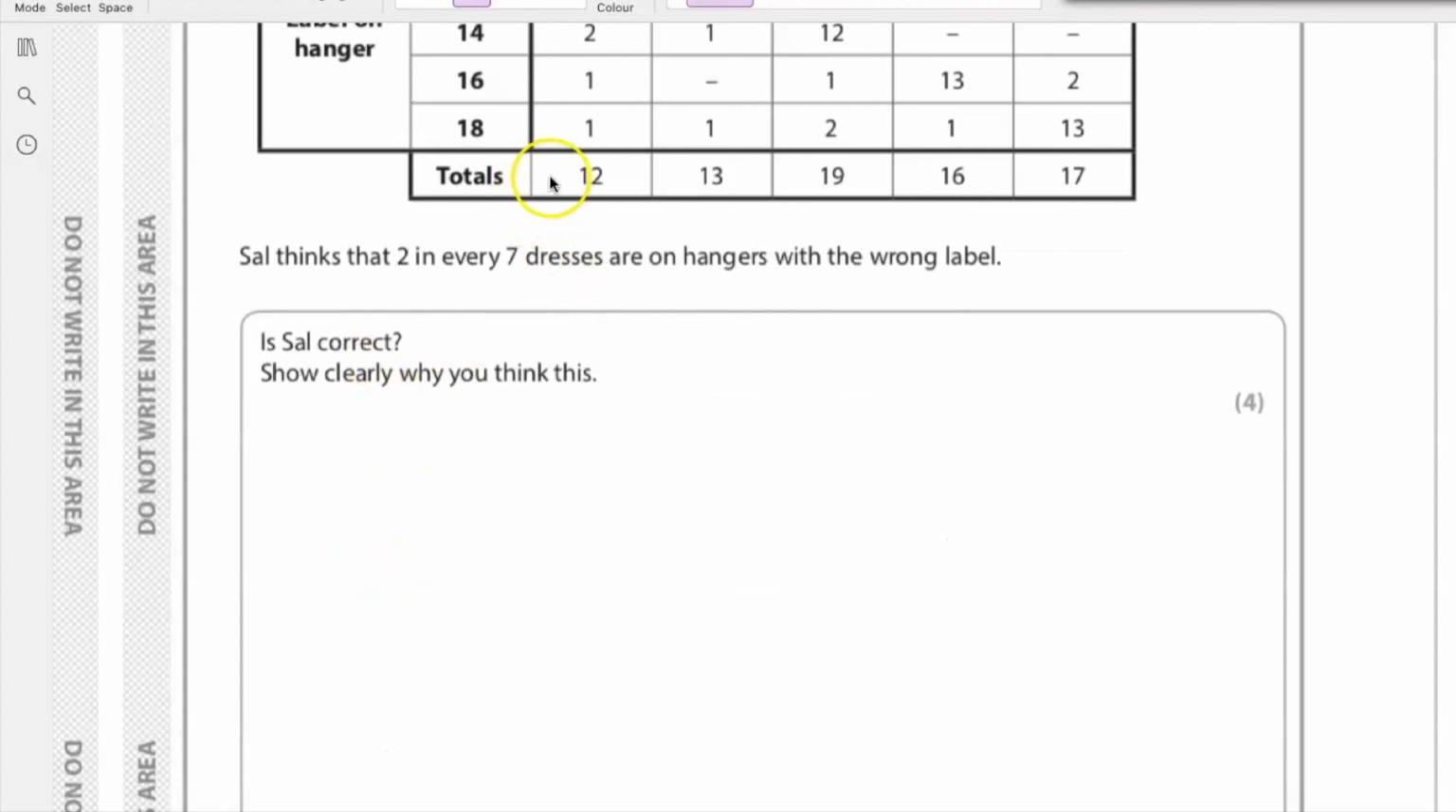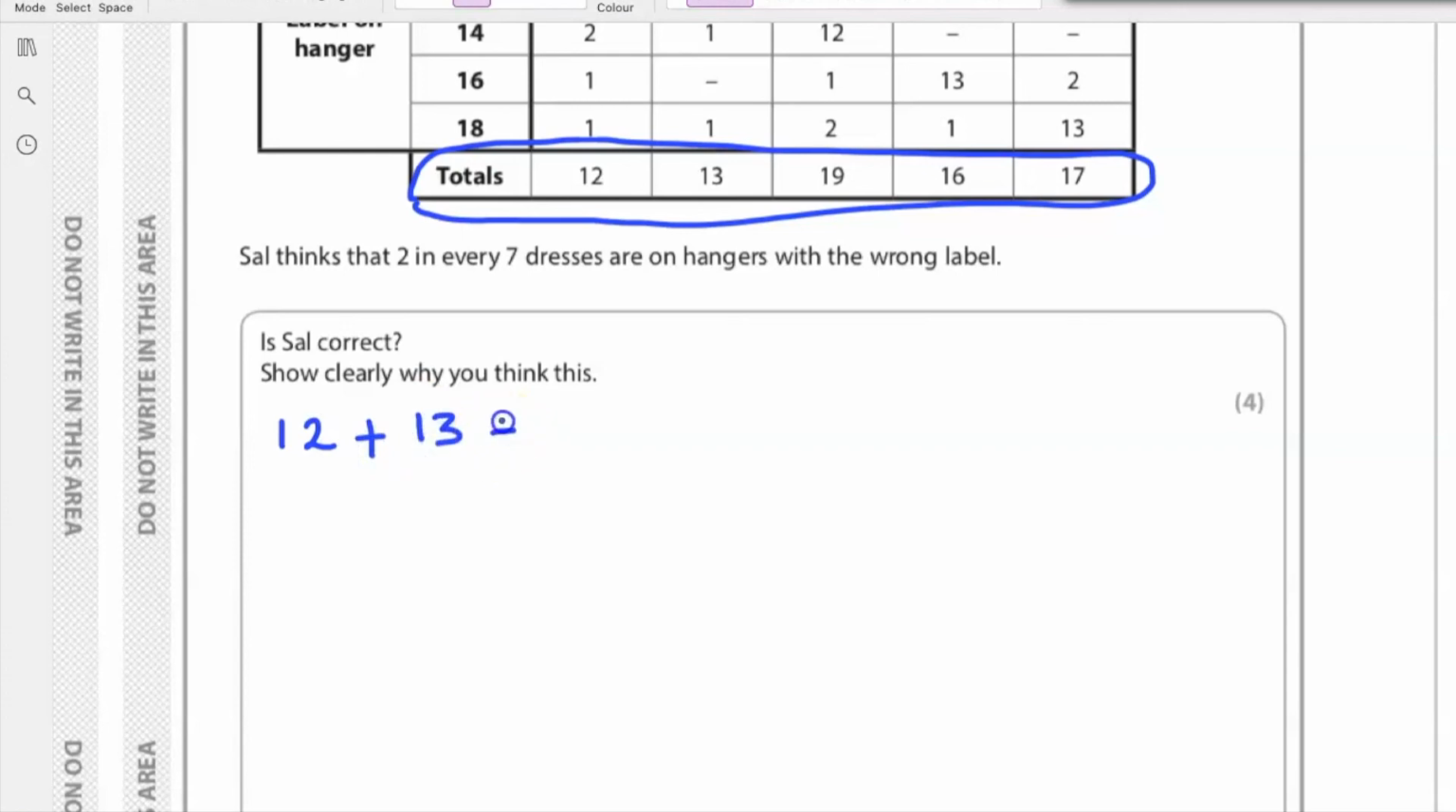You need to find out how many dresses you have in total. So that is 12 plus 13 plus 19 plus 16 plus 17 equals 77. Remember I said if you type in all these numbers in your calculator and you get your answer, you still need to write the numbers down.